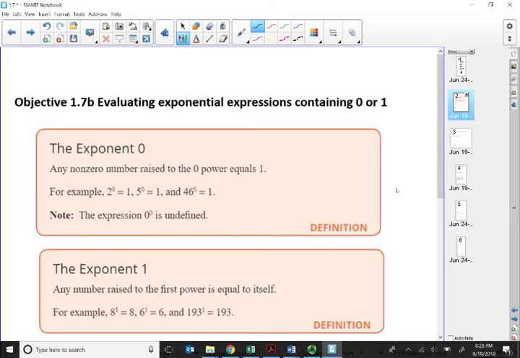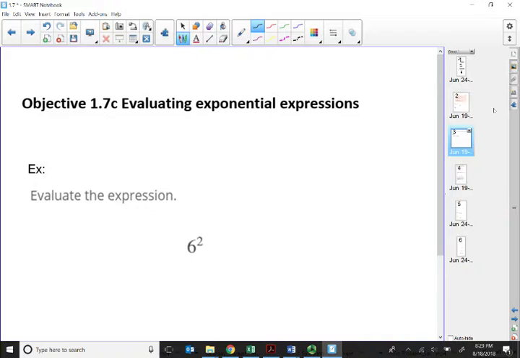Welcome back to Module 1.7, Evaluating Exponential Expressions containing 0 or 1. In this lecture video, I'm going to do two different objectives. I'm going to do B and C right here.